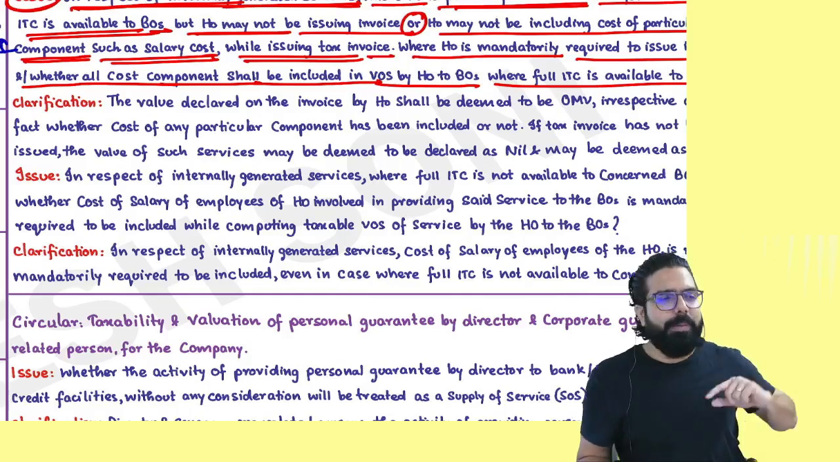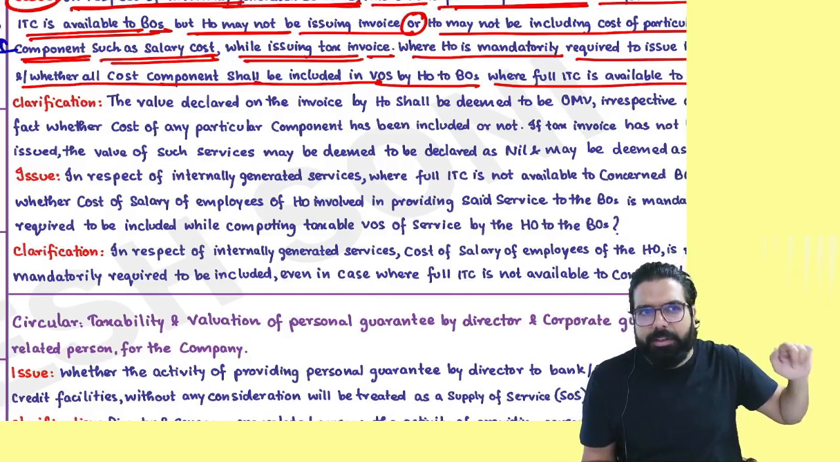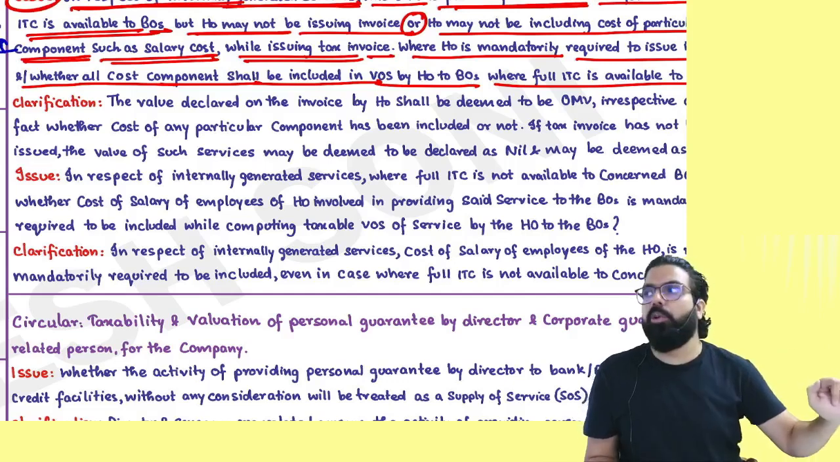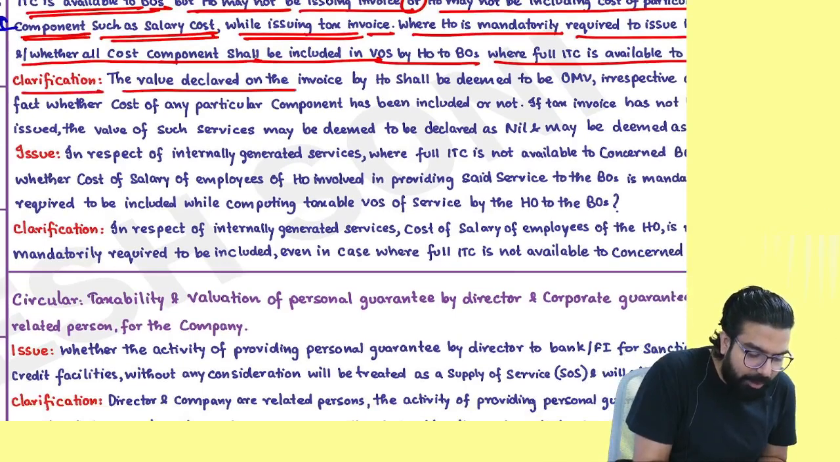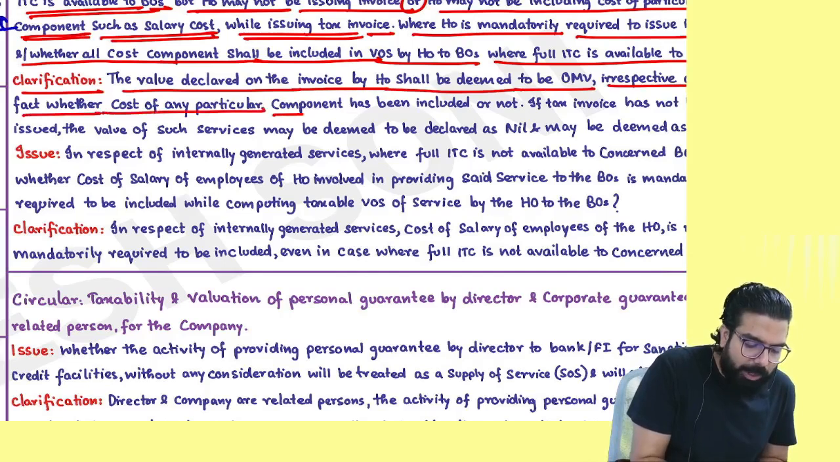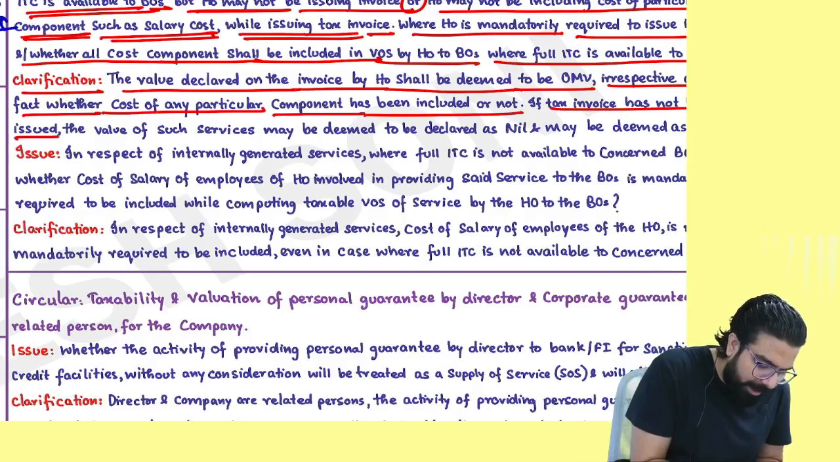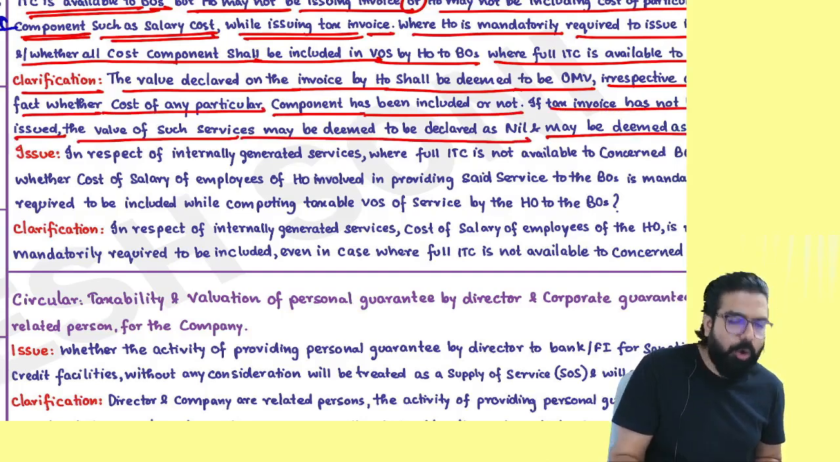One thing, if my branch office can take full ITC, whatever amount I show in the invoice, that will be considered as my value of supply. Whether I include any cost, whether I don't include any cost, no problem. Do you guys agree with me? And that is what is told. Clarification: the value declared on the invoice by the head office shall be deemed to be the open market value, irrespective of the fact whether cost of any particular component has been included or not. If tax invoice has not been issued, the value of such service may be declared as nil, and that will be the open market value.